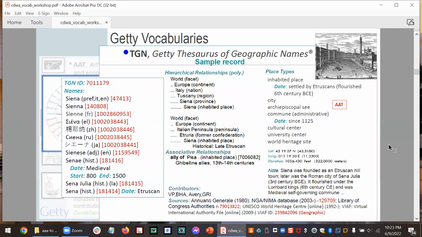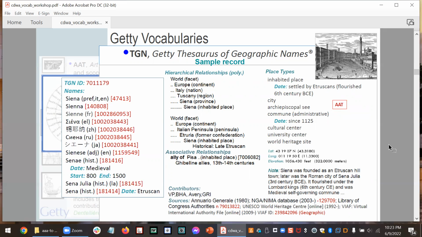And here's a full record in TGN for Siena, Italy, the various names on the left in different languages, historical and modern. We have hierarchical relationships in the center column, and there are two here. All the vocabularies are polyhierarchical, so we can indicate that Siena is part of modern Italy, but also it was part of ancient Etruria. We have an associative relationship of Siena to its ally Pisa in the Middle Ages, and the right-hand column, place types.